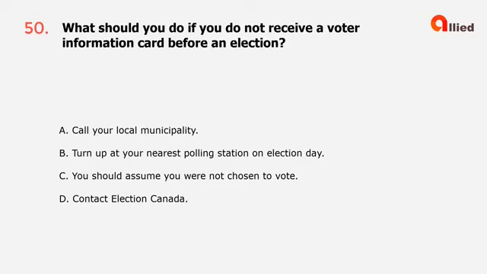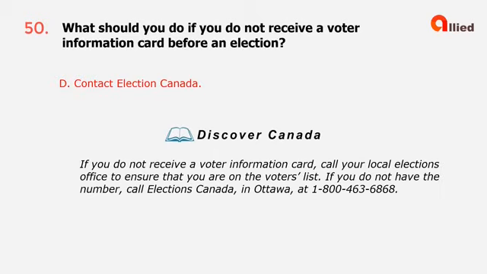Question 50. What should you do if you do not receive a voter information card before an election? A. Call your local municipality. B. Turn up at your nearest polling station on election day. C. You should assume you were not chosen to vote. D. Contact Election Canada. The answer is D. Contact Election Canada.